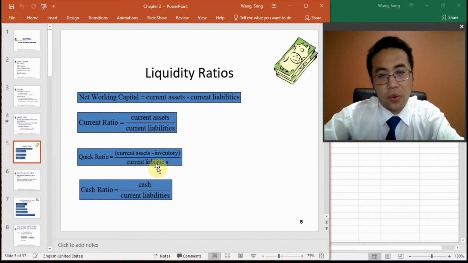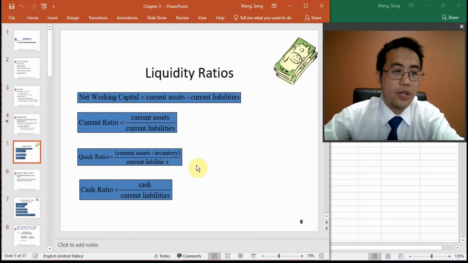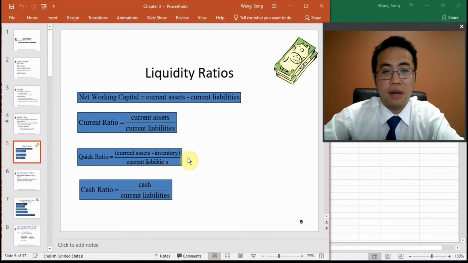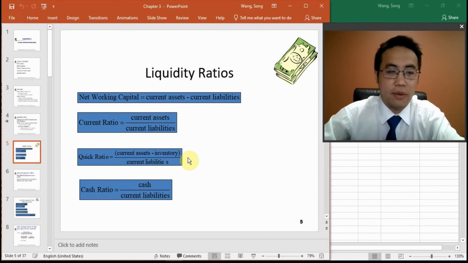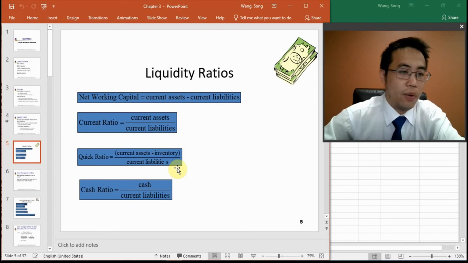And another liquidity ratio here is called a quick ratio. It is a little different from the current ratio because we exclude inventory from the current assets. And you know that inventory is not quick when you convert it to cash. You have to sell off the inventory, and that could take months to do. And if you want to convert to accounts receivable, that could be easier. So when we exclude inventory from current assets, then we call it the quick ratio.